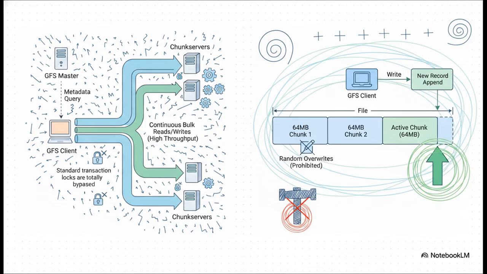Second, think about the file structure itself. The datasets we're talking about are huge, multi-gigabyte files. So rather than trying to support random access overwrites, which notoriously cause massive lock contention, GFS is explicitly optimized for sequential record appends. You literally just keep adding data to the tail end of the file. That's it. It's a brilliantly simple approach that completely bypasses single-node transaction bottlenecks and allows multiple clients to just append concurrently without stepping on each other's toes.